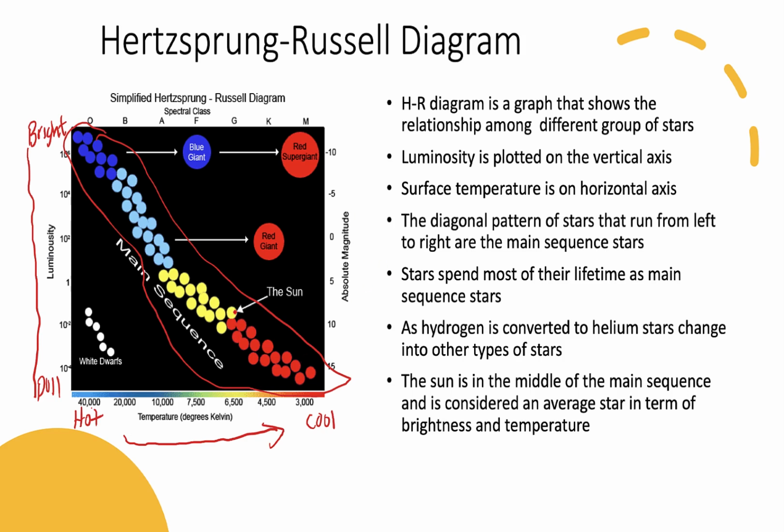Now notice our sun is right here, and I know this is not the middle, but this is what the scientists say. They say that this is our sun here, and our sun is in the middle of the main sequence, and our sun is considered an average star in terms of brightness and temperature. So our sun is an average star. So we're average. At least we're not basic. Our sun is average.